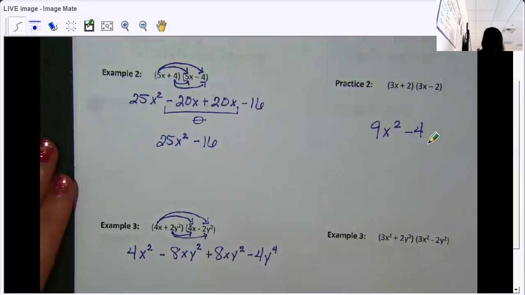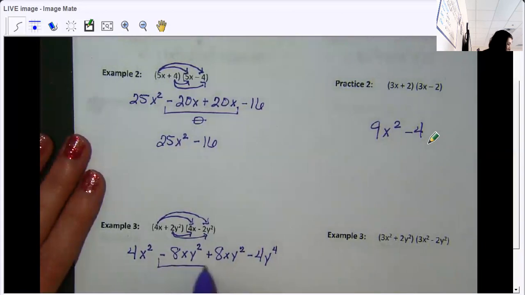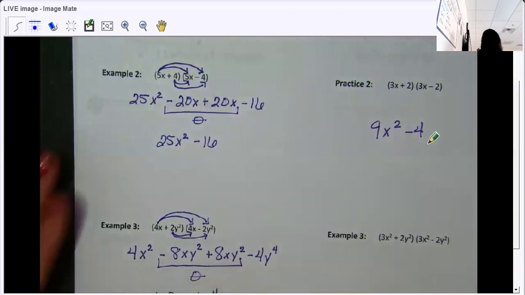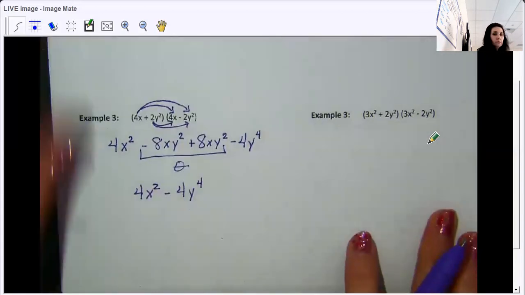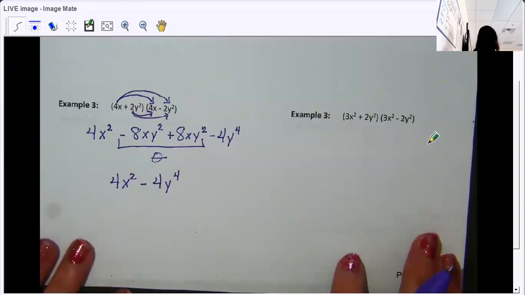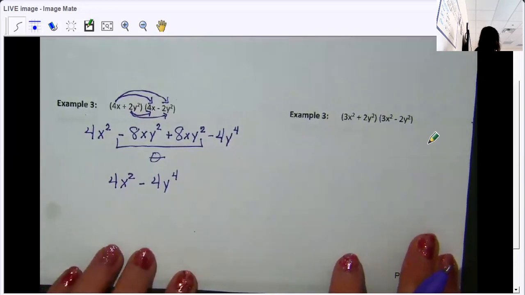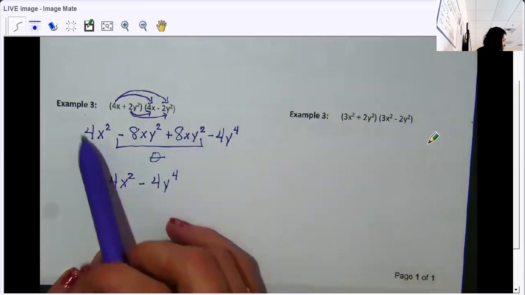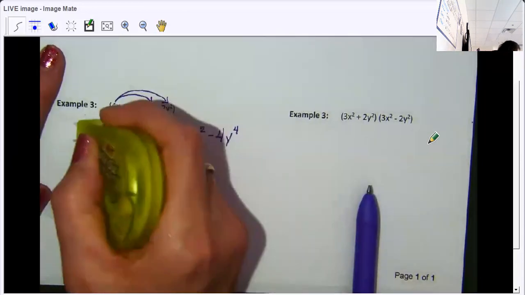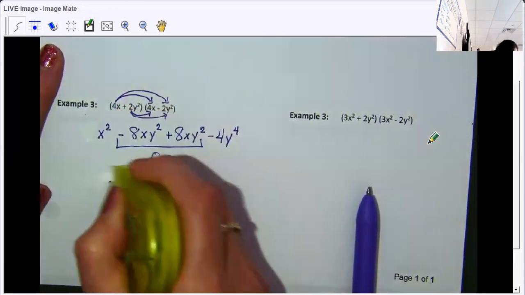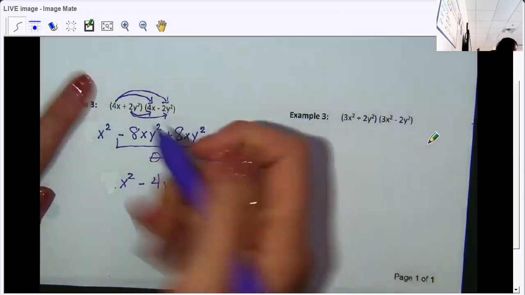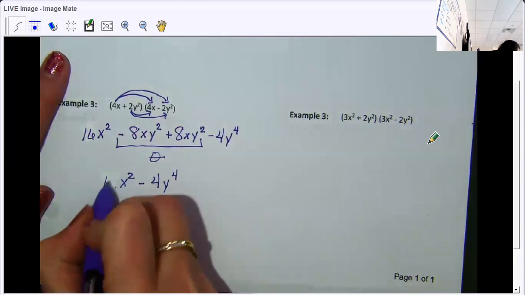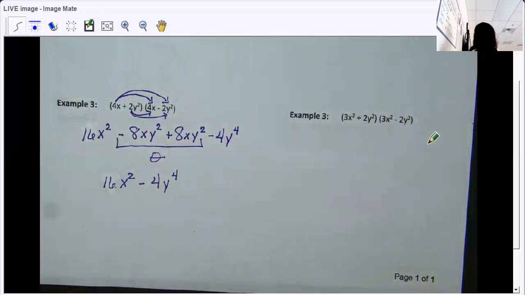Anyone have a question about that? Okay, so then these two cancel out, and we end up with 4x squared minus 4y to the 4th as our final answer. Oh, sorry. Questions? Yes, Mary. Yeah. What did I do? Oh, yes. Sorry, another mistake. Okay. 4x times 4x is 16x squared. If you were just copying what I copied down, you need to make sure you change that.